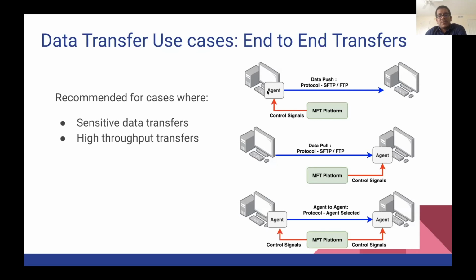So to do the end-to-end transfer, you should have the agent installed on either side, or you can have the agent installed on both sides. It's your preference. The MFT platform is sitting outside and sending the control signals, and the data path is only between the two endpoints. This is recommended in cases where you have sensitive data transfer requirements. Even if you need high throughput data transfers, you can use that, because there's no third party entity involved in the transfer.